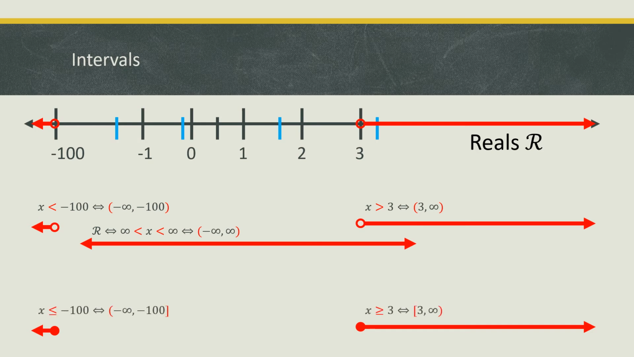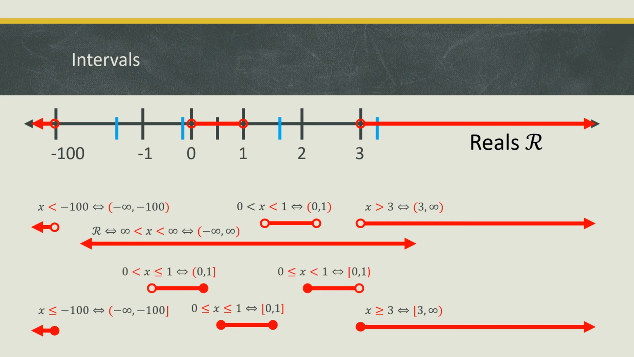We can also talk about numbers in between. For example, all numbers between 0 and 1 and including 0 and 1 can be written in this way. And if we exclude both ends, we write it this way. We can also include only one endpoint. We write it this way.